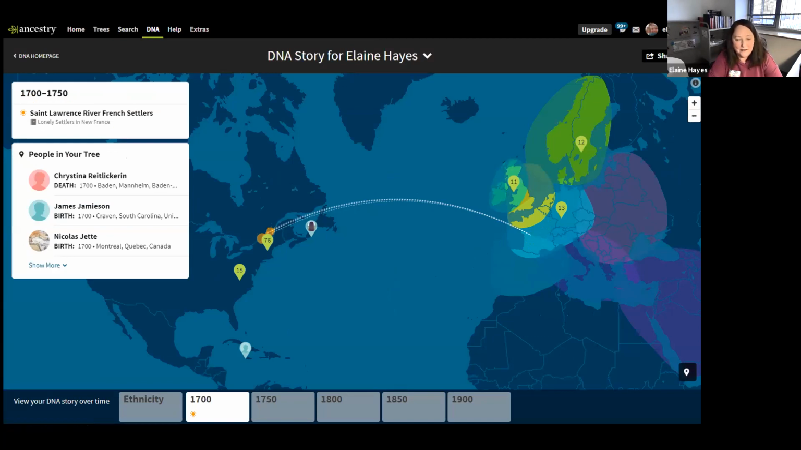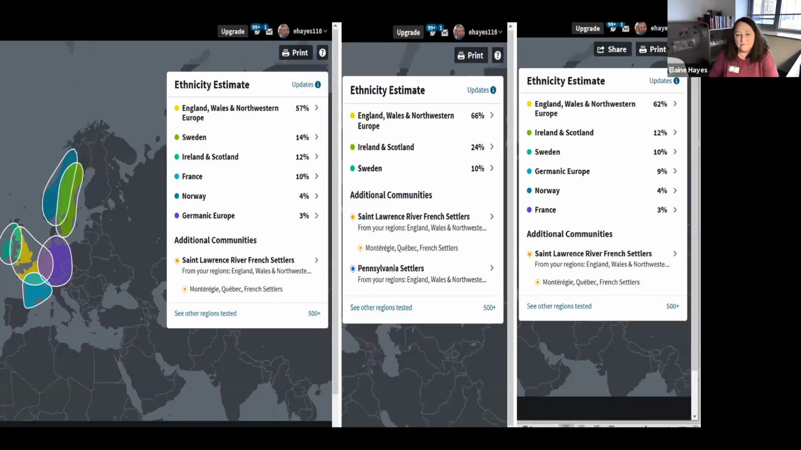There's a timeline in my DNA story, and I clicked on the 1700s, 1700 to 1750, and we have folks coming from France over to the United States and Canada, 76 over there in French Canada, 15 in New England. And there are some names of people in my family tree and where they came from and where they lived. So there's a lot of interesting things about looking at your ethnicities.